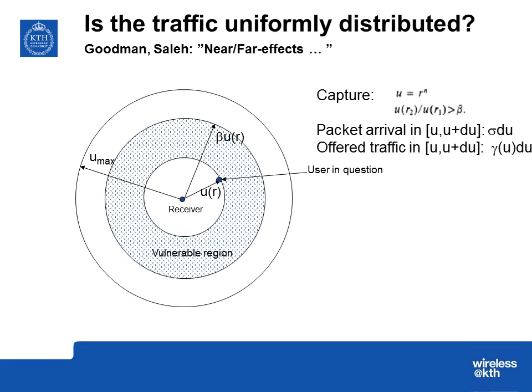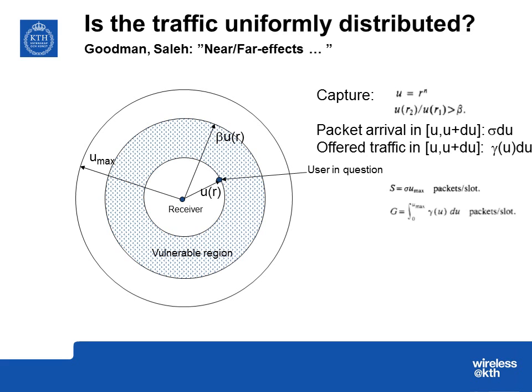We can look at the packet arrival in a small circular annular region around u, and we assume that is sigma du, which is the arriving packets. And we can look also in the same way at the offered traffic that will emanate from a circular annular region of thickness du. We call that gamma u du, which is sort of the differential offered traffic load.